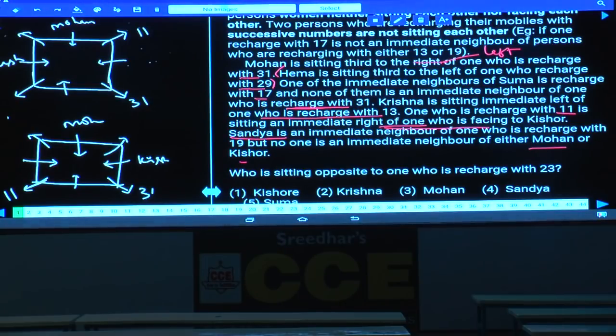Then the one who recharged with 11 is seated to the immediate right of the one who is facing Kishore. Sanjay is an immediate neighbor of the one who recharged with 19, but no one is an immediate neighbor of Mohan or Kishore. As none of these persons are immediate neighbors of Mohan or Kishore, hence this Sanjay and this 19 cannot be adjacent to this one. Then what is Sanjay here? Sanjay must be 31.